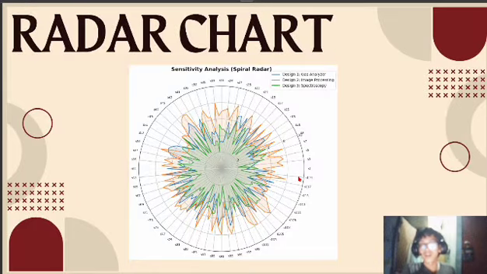So lastly is the radar chart. So here it presents the sensitivity analysis or spiral radar of our three designs, which are the gas analyzer, the image processing, and the spectroscopy. So here the blue line represents the gas analyzer. It just shows moderate sensitivity levels. And for the design 2 image processing, the color orange shows the highest sensitivity level, indicating it as the highest responsiveness among the three designs. For the spectroscopy, the color green shows the lowest sensitivity level.